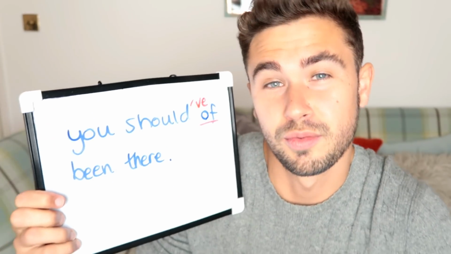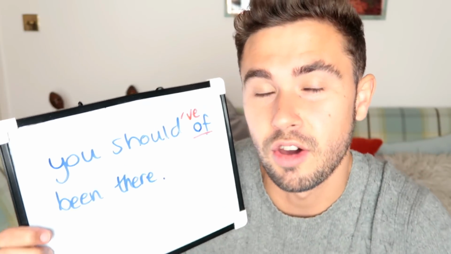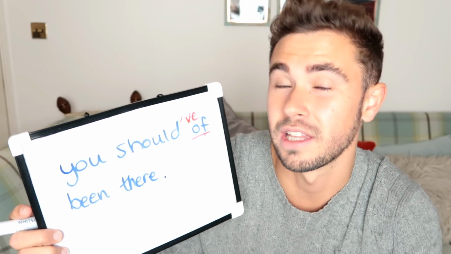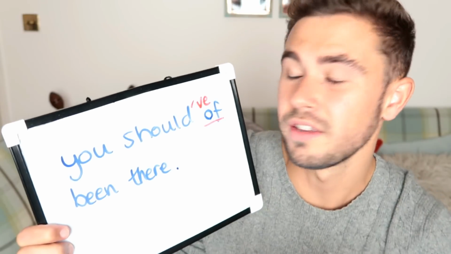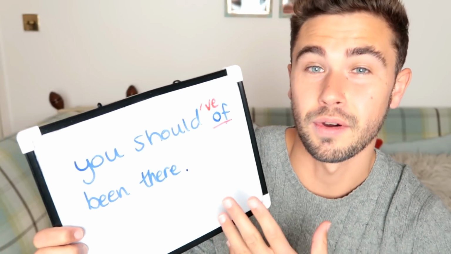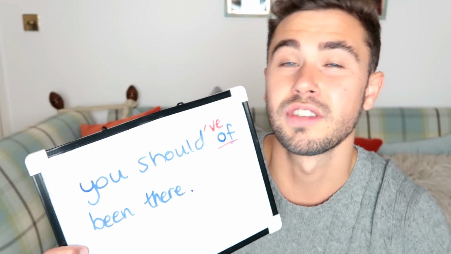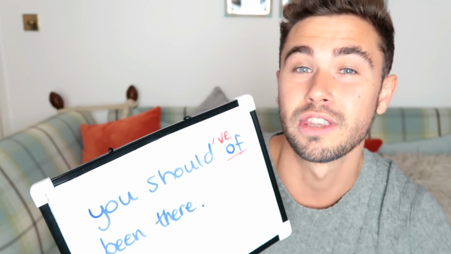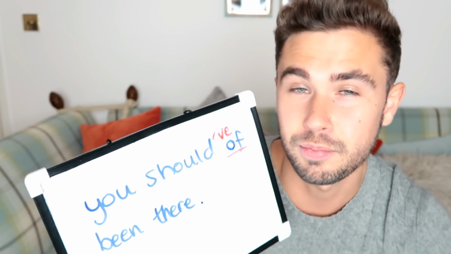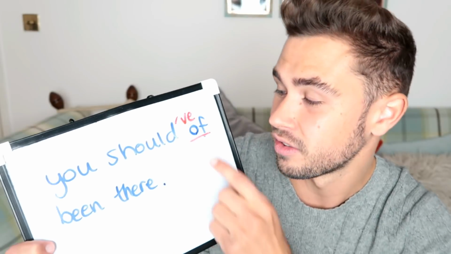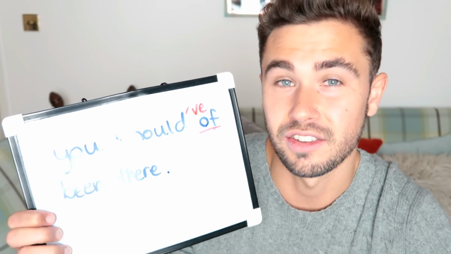So they all got this right, but this is actually a really common orthographical error amongst native speakers in English. But why do native speakers commit this error? The reason is because the pronunciation of the contracted form of the auxiliary verb have is pronounced exactly the same as the word of in connected speech.